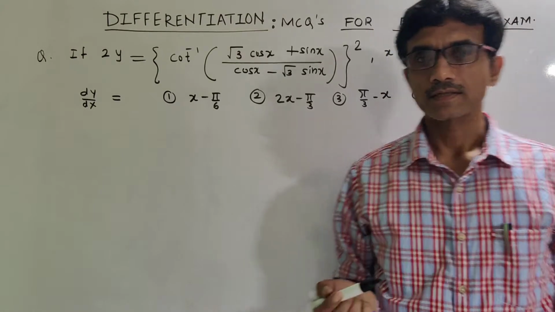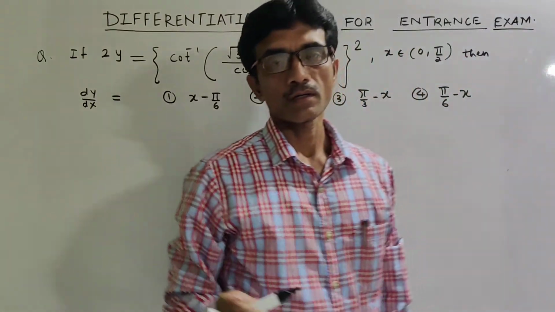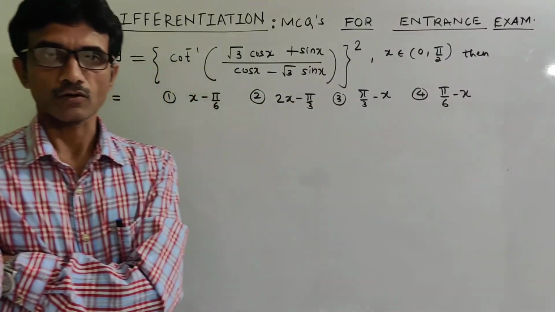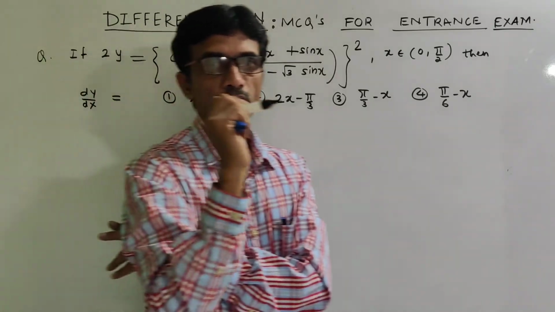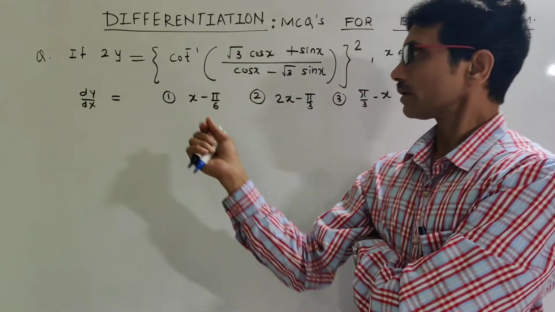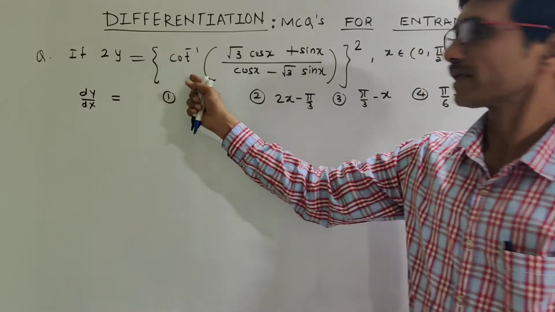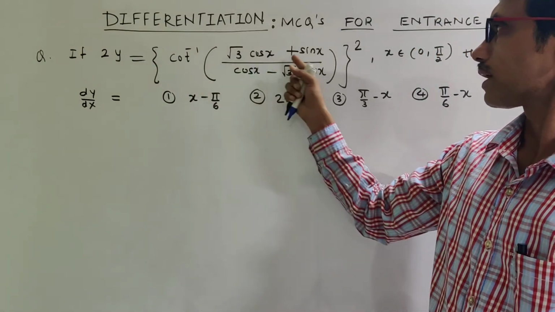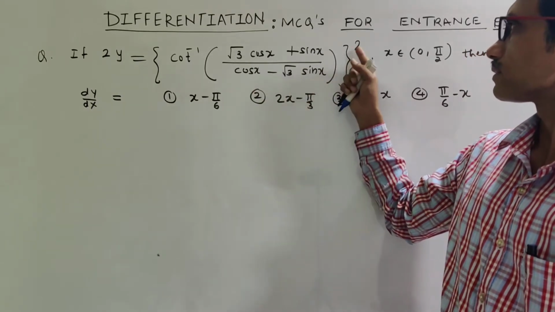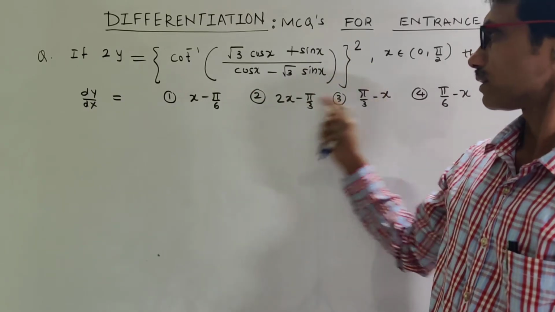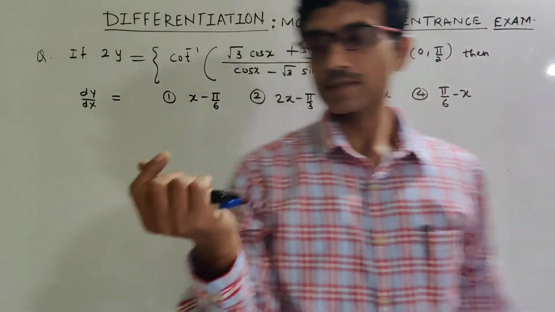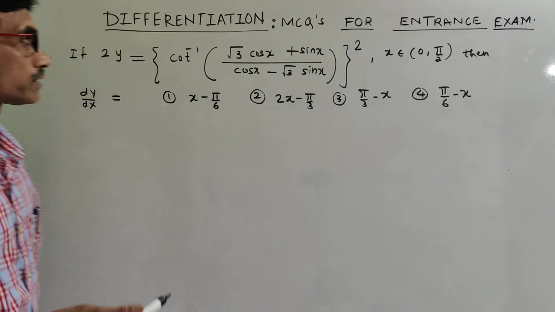Hello dear students, in this video we are going to solve some multiple choice questions on differentiation topic which are useful for entrance exam. So look at the question. If 2y is equal to cot inverse of (root 3 cos x plus sin x) upon (cos x minus root 3 sin x), whole square, derivative that is dy by dx is equal to what? These are the options.